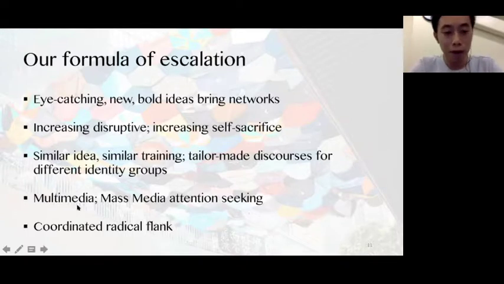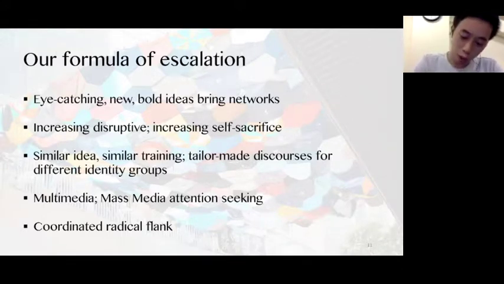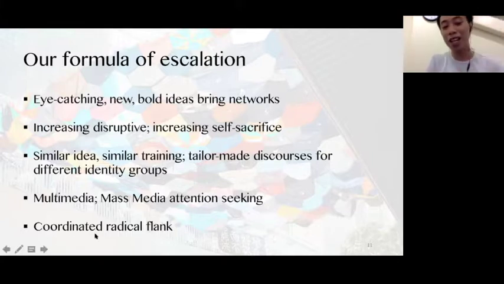And also, I think this one is very important, that we extensively used multimedia, and we were very attention-seeking in mass media. So every time we had training, we invited a lot of journalists. We maintained a good relationship with the media too, so that they would report what we had done. And this made the idea of Occupy trend on mass media for quite a long period. It kind of convinced people that this idea was actually working. Lastly, there was a coordinated radical flank, and I think this is the most important part.